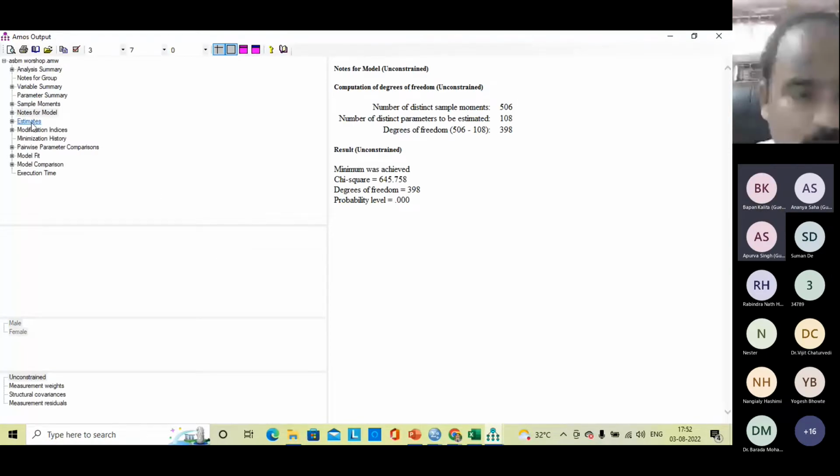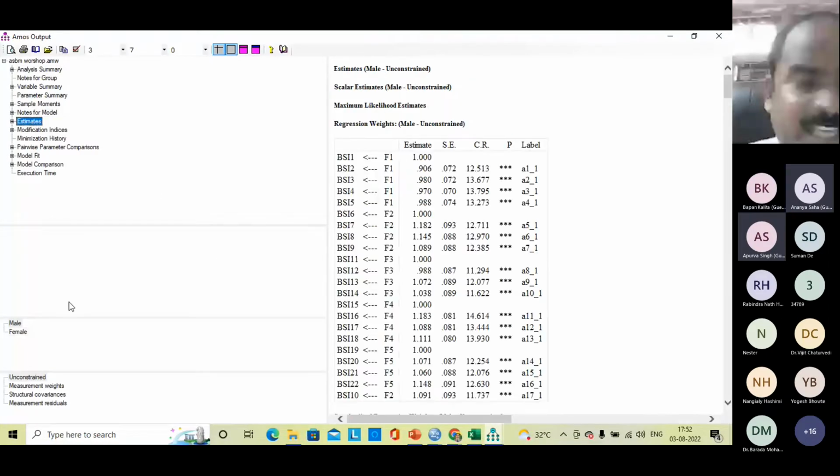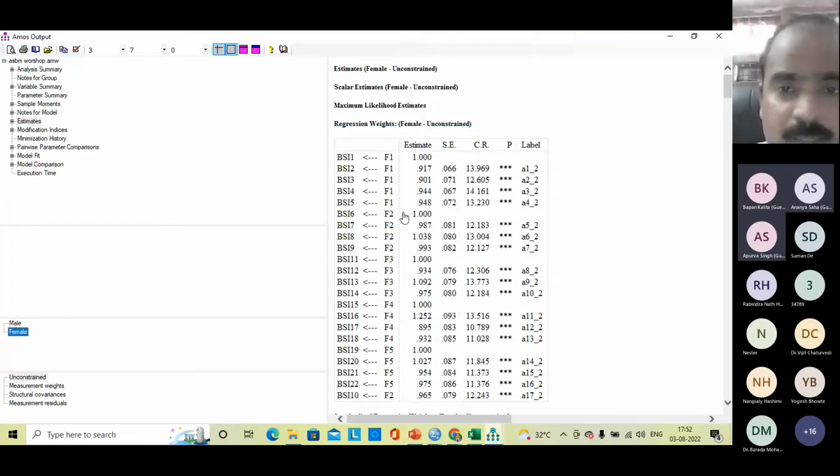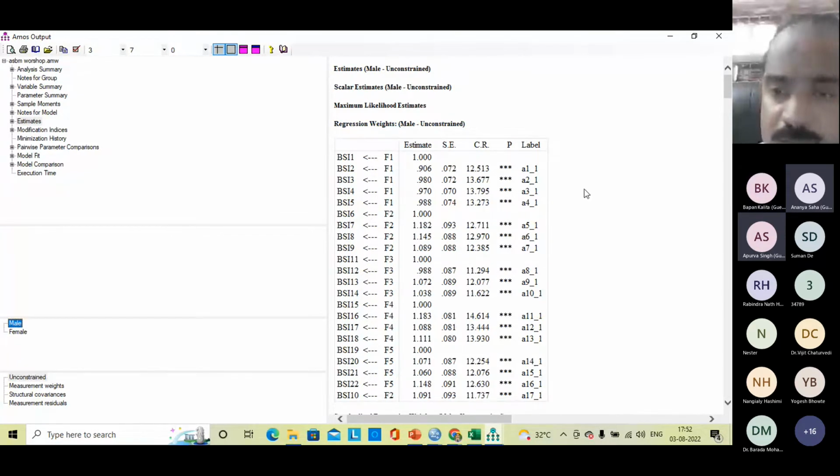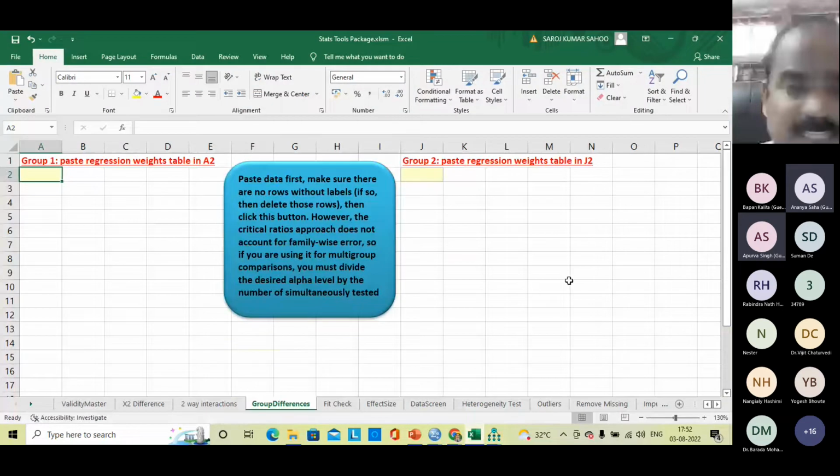Please click on the estimate. If you click on the estimate, the male and female on the left-hand side will be automatically activated. If you click on male, these are all unconstrained male values. If you click on female, look at here, it is written female unconstrained. Take the male values from here, copy, and go to the Excel sheet.